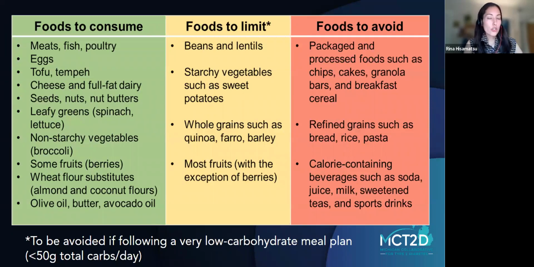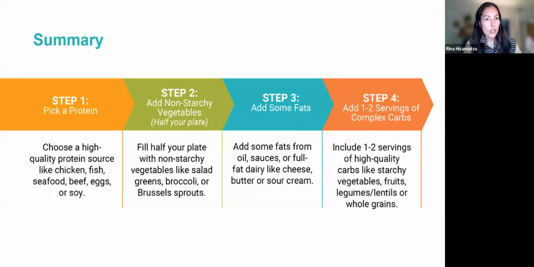All right, this is just another summary slide here, but I think I'll skip over to the next summary slide, showing the 4-step process. So again, step 1, picking a protein source. Step 2, adding non-starchy vegetables. Step 3, adding some fats. Step 4, this is the plus or minus: if you're on a low carbohydrate meal plan, you may have the option to incorporate some sources of complex carbs. Now, we wanted to keep this as simple as possible for both providers and patients. So please let us know if you have any feedback on this process.